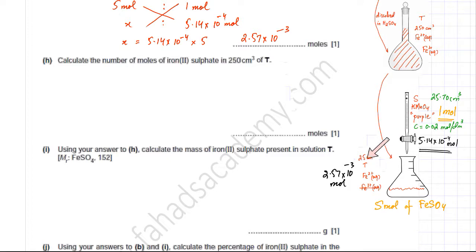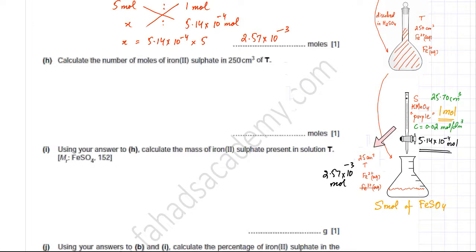So it's 1 reacting with 5, so 5.14 into 10 to the power minus 4 would react with these many moles of FeSO4 or Fe2+ ions. In the next part, moving to part H, the question states: calculate the number of moles of iron 2 sulfate in 250 cm cube solution.